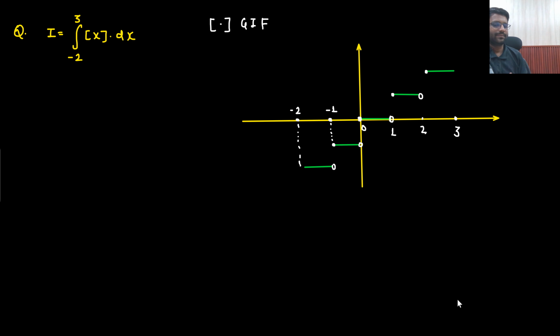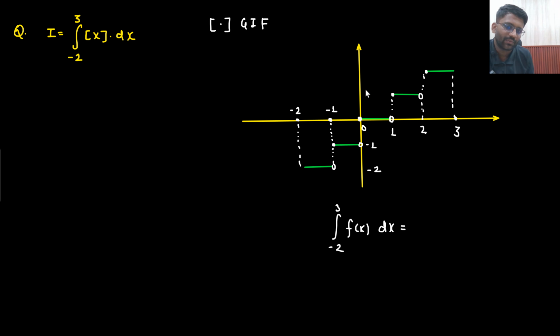This is the scenario. What are you supposed to do? You are supposed to integrate, no? And what is the meaning of integration? Integration simply means area, no? You are supposed to integrate f(x) dx from minus 2 to 3. That means it will be related with the area. So what is this value? This value is minus 1. This value is minus 2. This value is 1 and this value is 2.